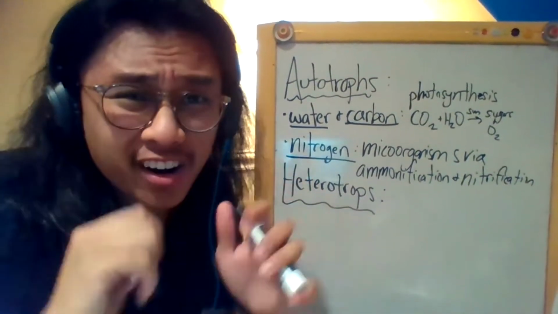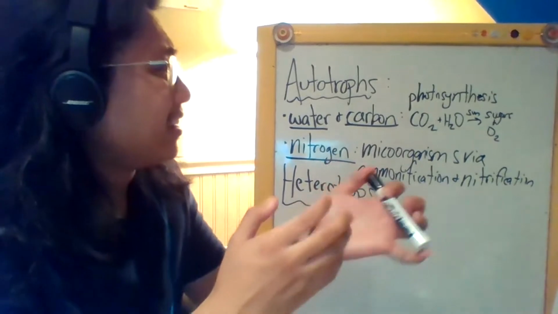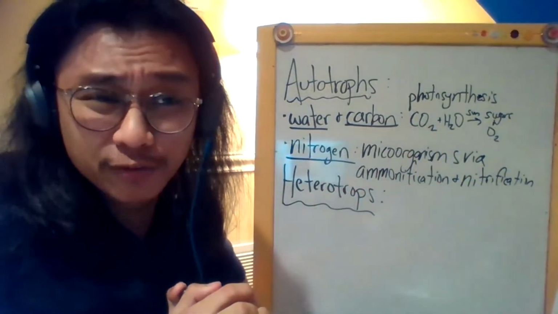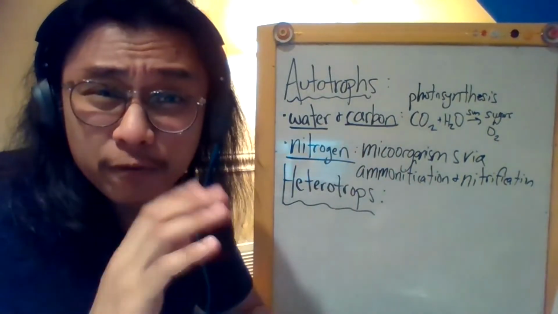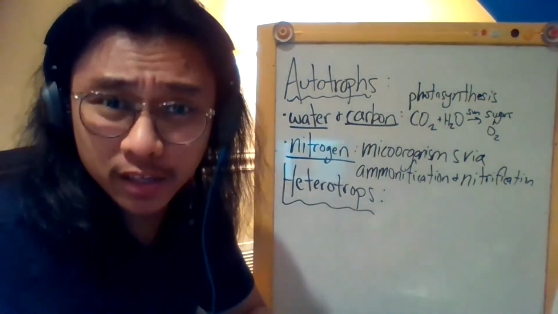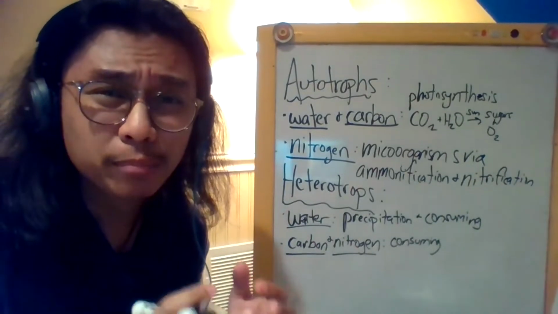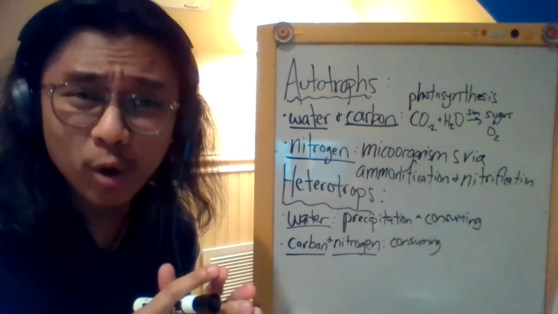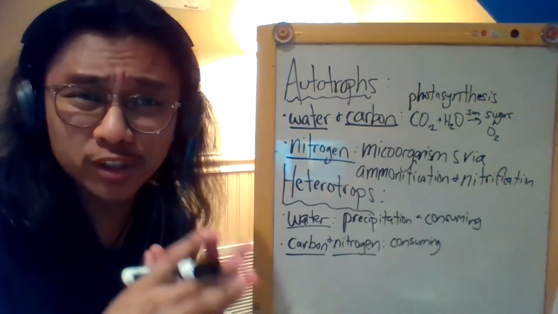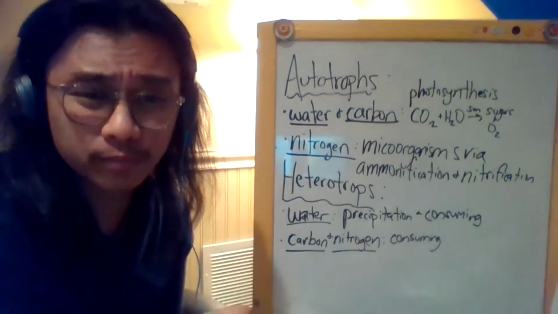Our heterotrophs are a little different in accessing the resources they need in order to survive. Our resources, again, being water, carbon, and nitrogen from those respective matter cycles. Unlike autotrophs, who can produce their own stored energy, heterotrophs have to consume in order to access the resources they need to survive, live, and grow.